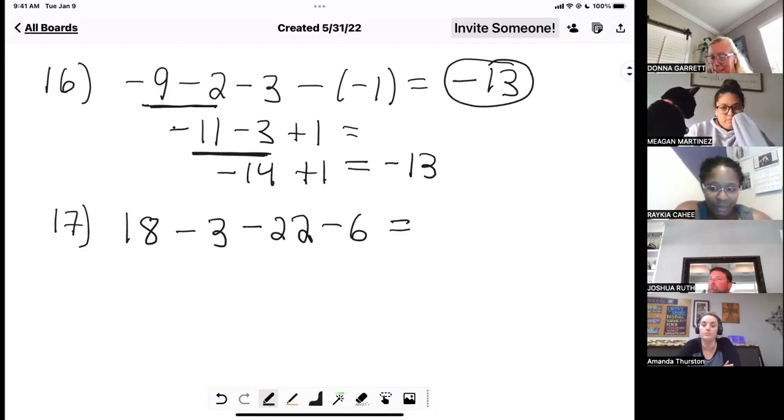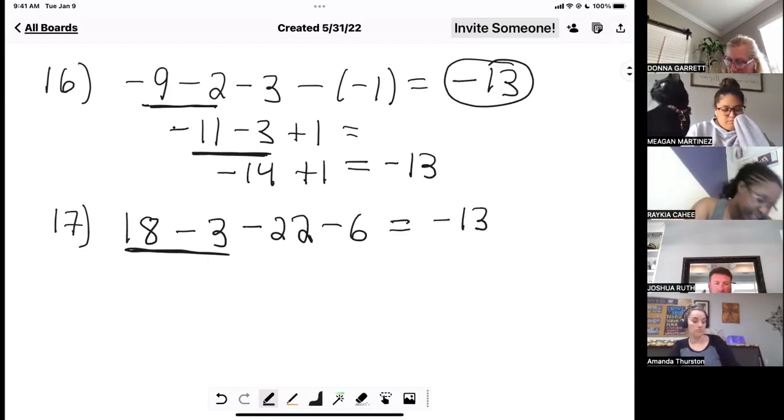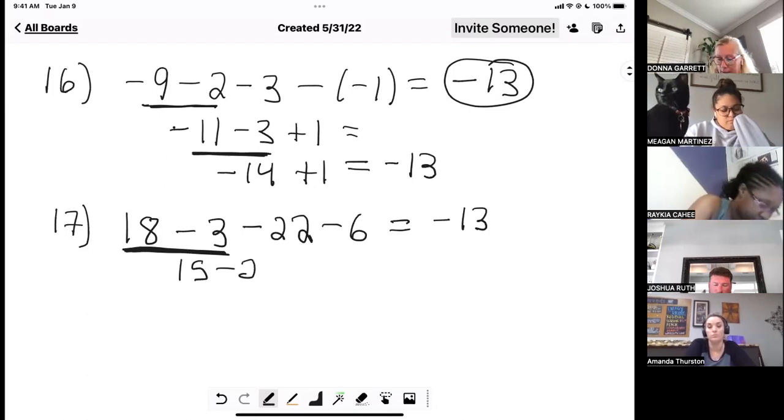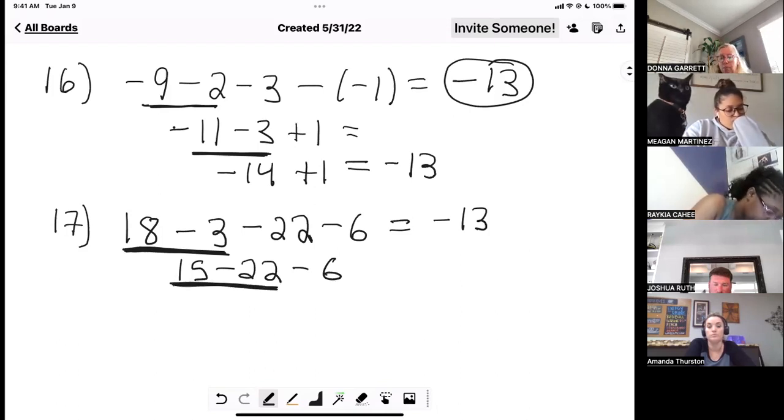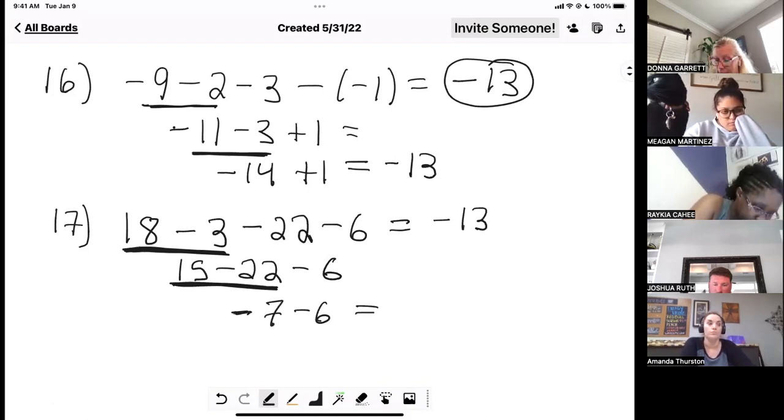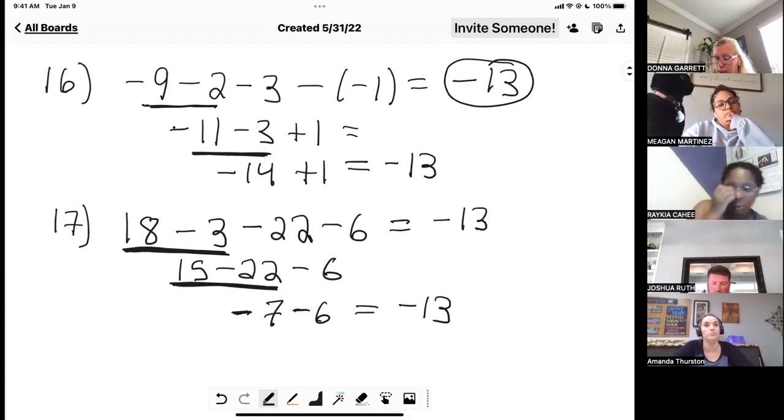Ready for the answer? Get this, negative 13. Did you get it again? Okay, here we go. 18 minus 3, opposite signs, so I subtract. 18 minus 3 is 15, but 18 is bigger, so it's positive 15. Now I do these two. 15 minus 22. They're opposite signs, so I subtract them. 15 minus 22 is 7, but 22 is bigger and that's negative, so it's negative 7 minus 6. They are the same sign, so I add them and keep the sign: 7 plus 6 is 13, negative 13.